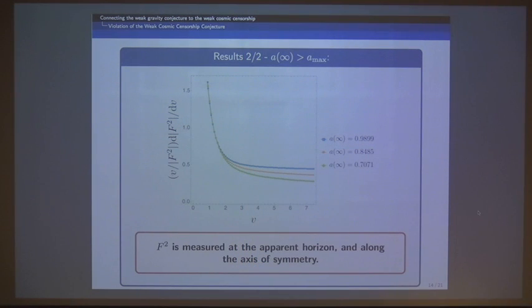So this was a violation of weak cosmic censorship. I'm telling you that we're evaluating this in regions which are in causal contact with the boundary. We've checked that. We shot out null rays and checked that these regions are in causal contact with the boundary.